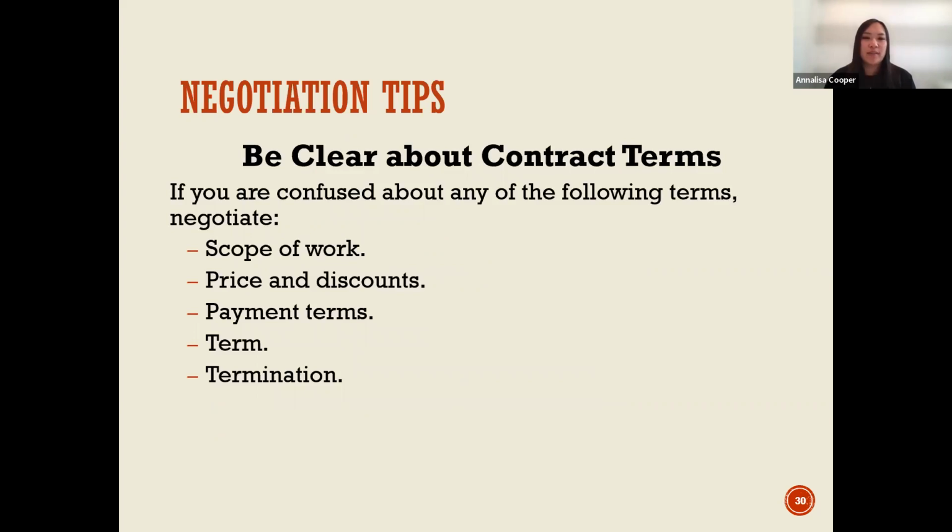Again, be clear about the contract terms. So if you're getting caught up in limitation of liability, indemnity, all that, just bring it back to the basics. Make sure that you understand the scope of the work, so what each party is going to be doing under the agreement, the price and the discounts, payment terms, term, and termination. So those are really, really crucial.